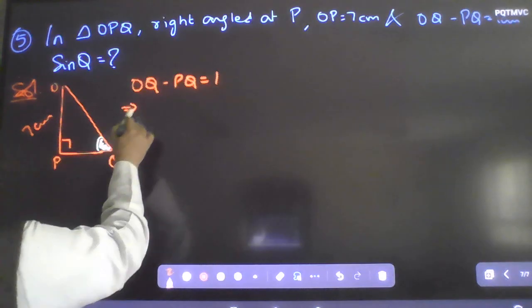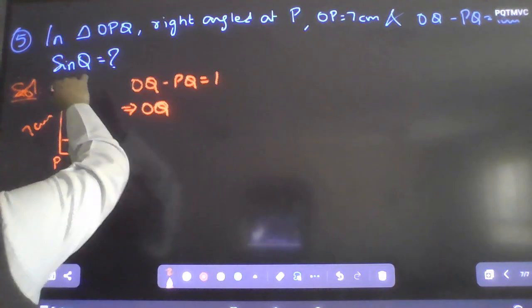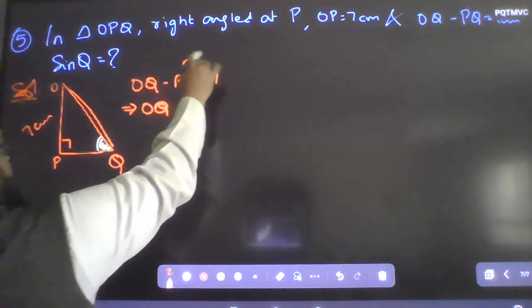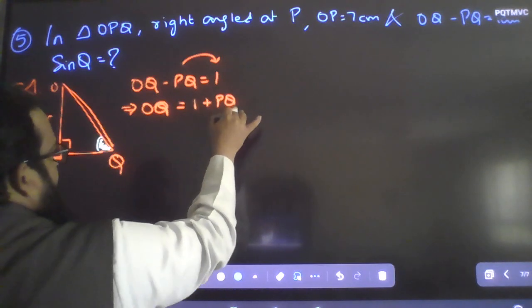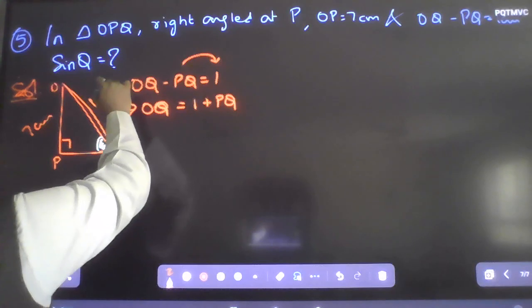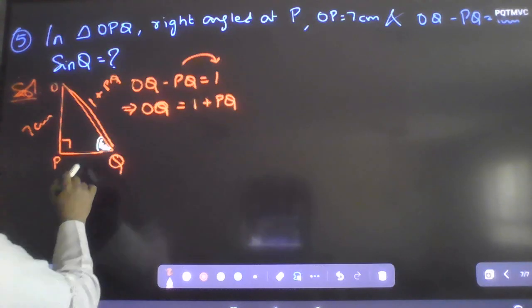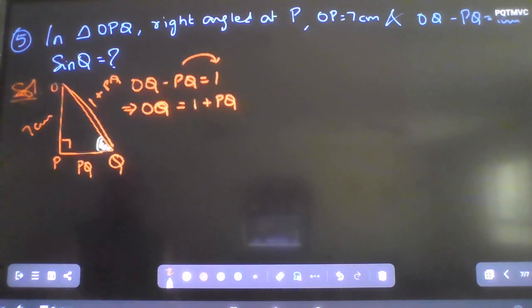Since OQ is the hypotenuse, we transpose PQ. That is equal to 1 plus PQ. Is it right? So hypotenuse is equal to 1 plus PQ, and this is already PQ. Since you have the same variable, it gets cancelled.